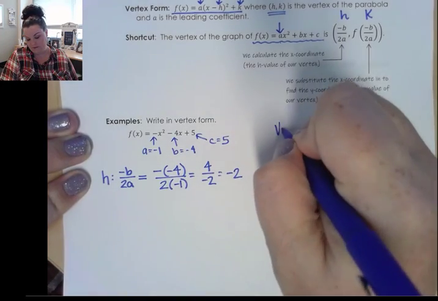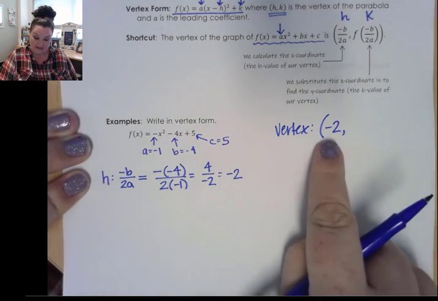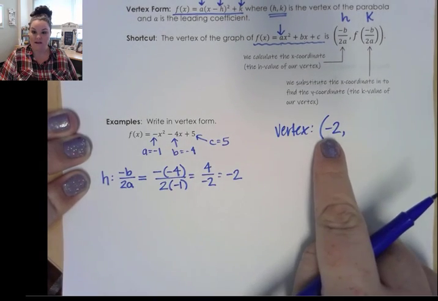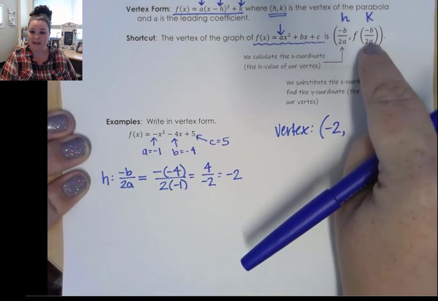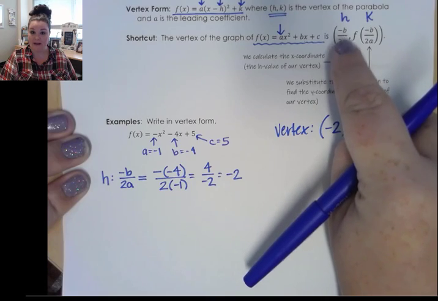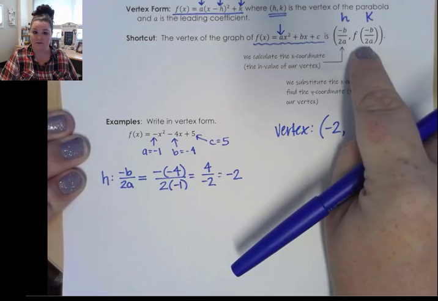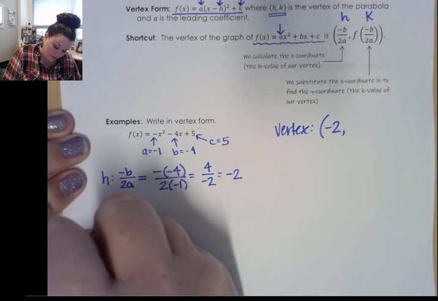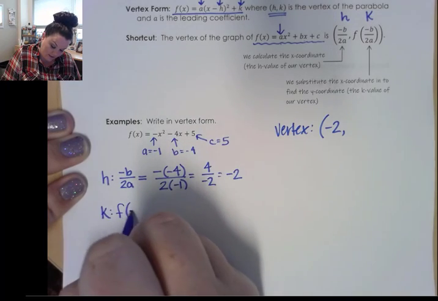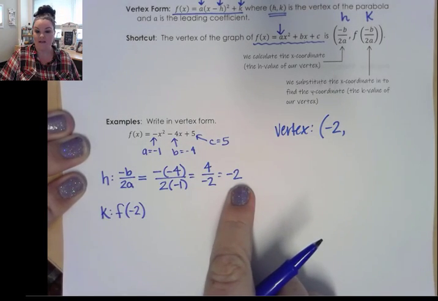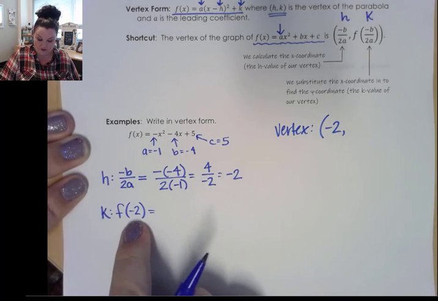So what we have determined so far is that our vertex's h value is negative 2, okay? Now that I know what my h value is, to find my k value, I just take whatever my h value was, in this case it's negative 2, and I plug it back into the function, okay? So in other words, to figure out what k is, I'm going to take my function and plug in whatever I got for my h value, okay? So I'm plugging negative 2 into this function.